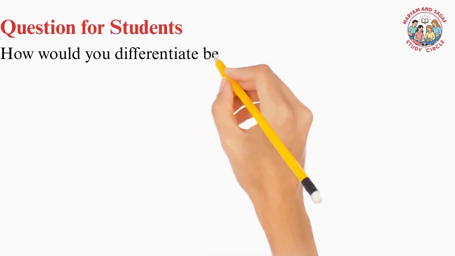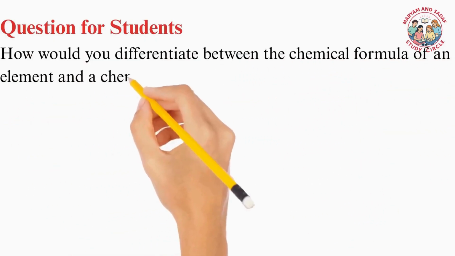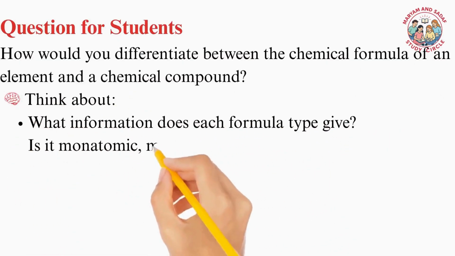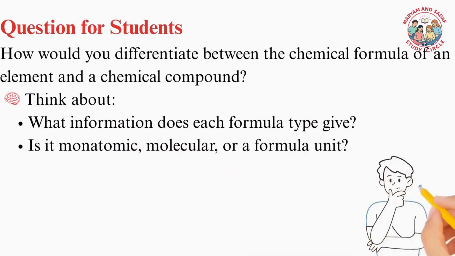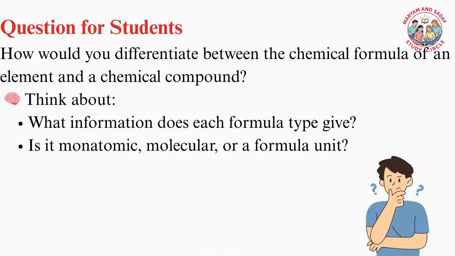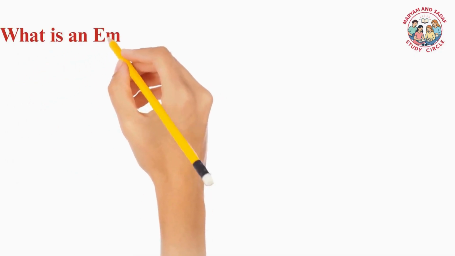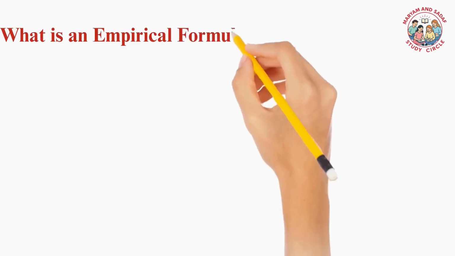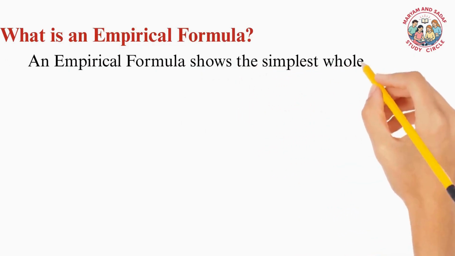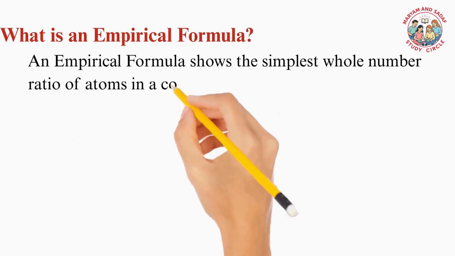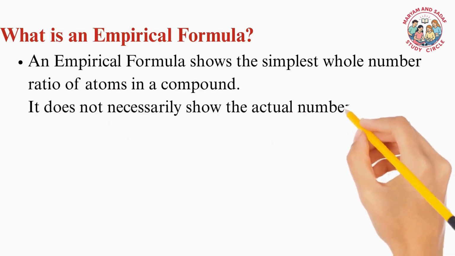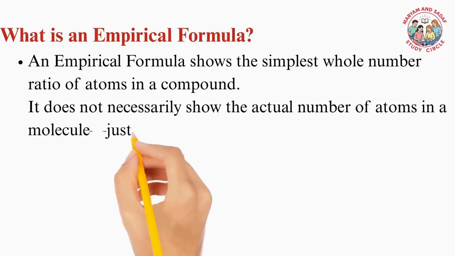How would you differentiate between the chemical formula of an element and a chemical compound? What information does each formula type give? Is it monatomic, molecular, or a formula unit? What is an empirical formula? An empirical formula shows the simplest whole number ratio of atoms in a compound. It does not necessarily show the actual number of atoms in a molecule, just the ratio.